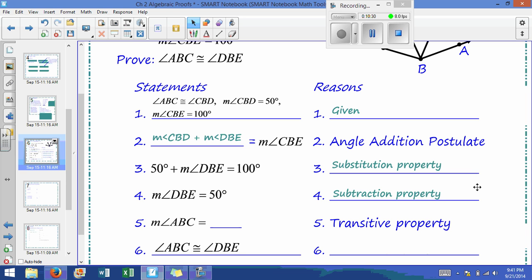Okay, this is where it starts to get a little tricky. In step 4, I'm talking about DBE. Sure, that's fine. When I get to step 5, I'm talking about angle ABC. Whoa, whoa, whoa. That's not okay. There's no way I can jump from DBE to ABC, because when I look up here, there's no relationship between DBE and ABC at all. So where did they get this? I'm going to look over here at my reason. They use the transitive property.